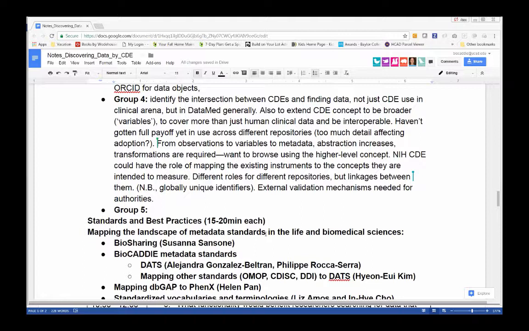And finally, the need for external validation mechanisms for those authorities who are deciding which are the instruments that are okay for studying depression or similar concepts. Those decisions may need to be decided upon by external authorities and encoded in some way.